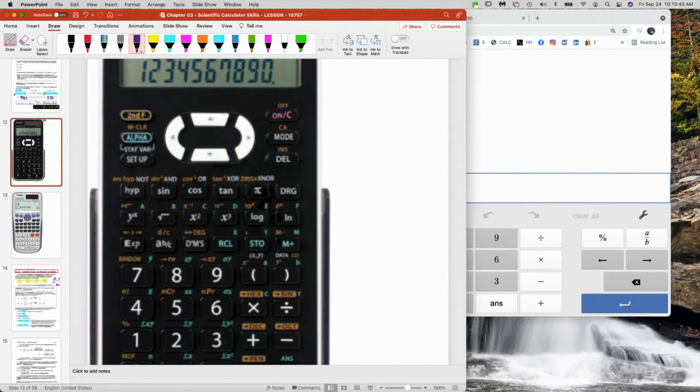So type 4, but do not type this button here. This button's wrong. That's square root. You don't want that one. You're going to type in second function, and then this button here. This is the root right here. You see that? That's the root button. So you need to go 4, second, general root, and then type in 81 equals. Try it now.